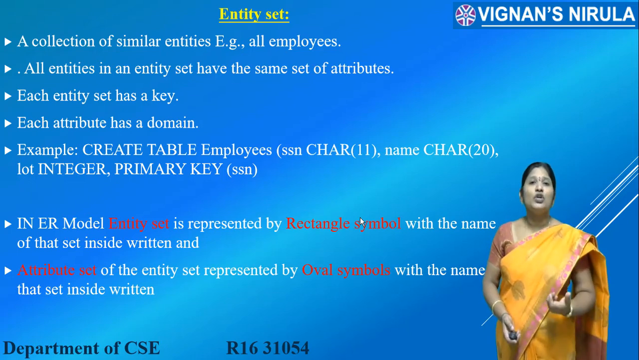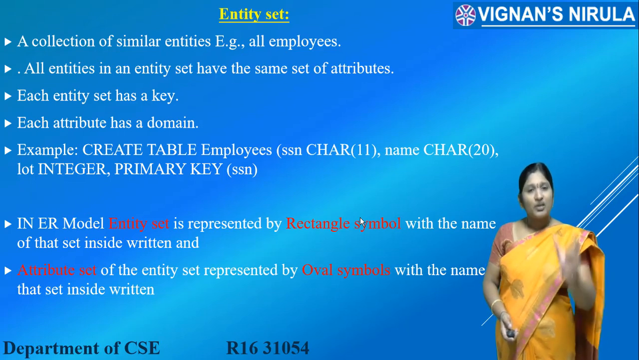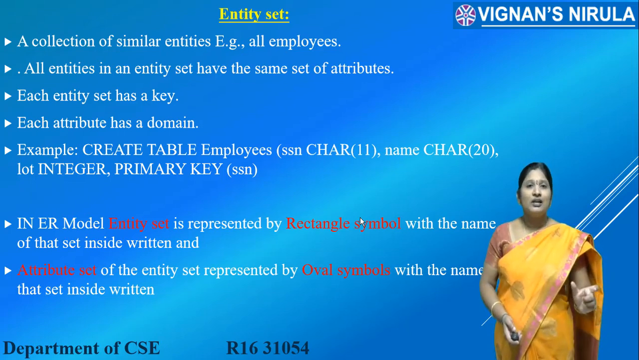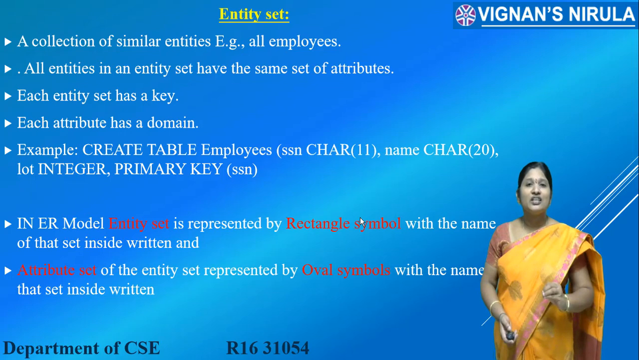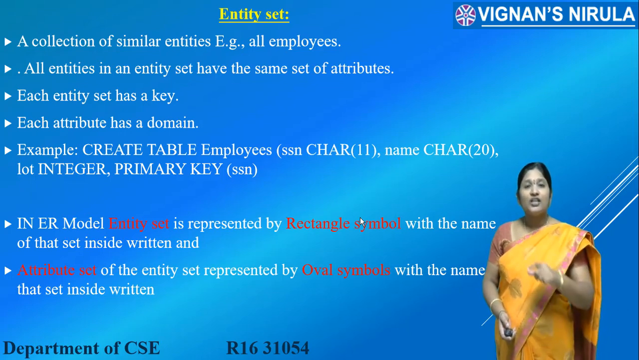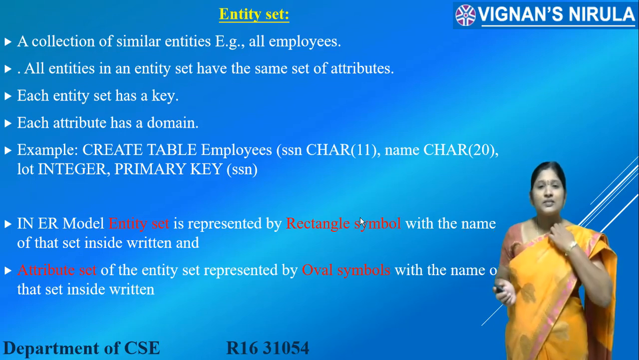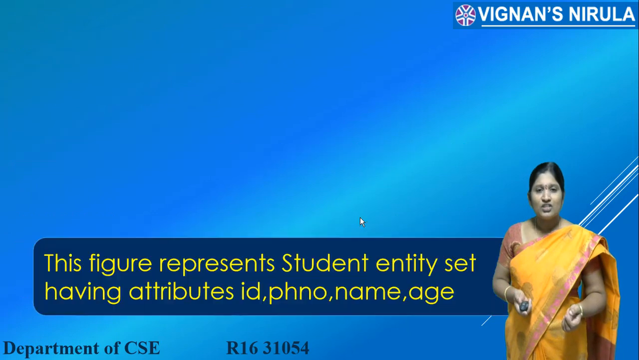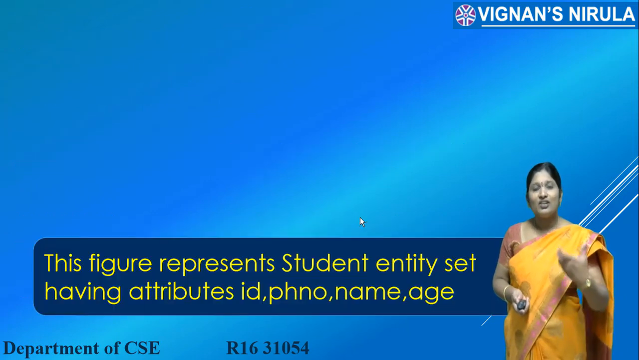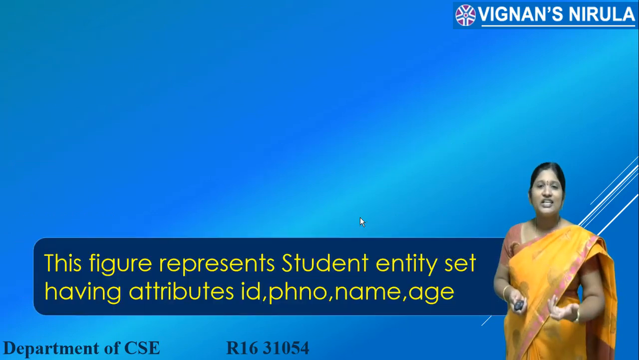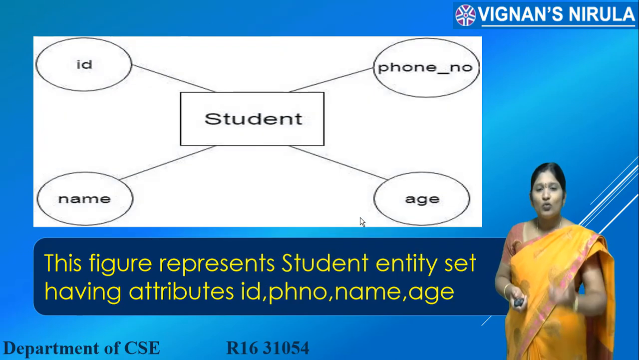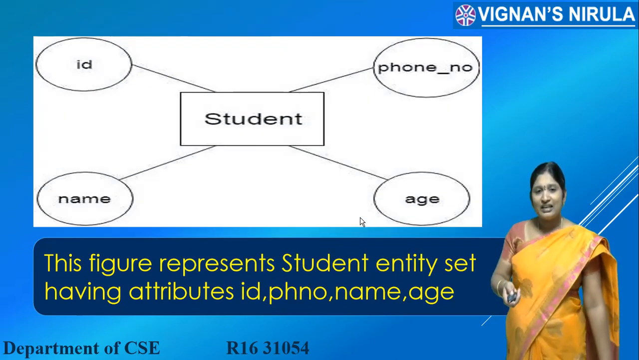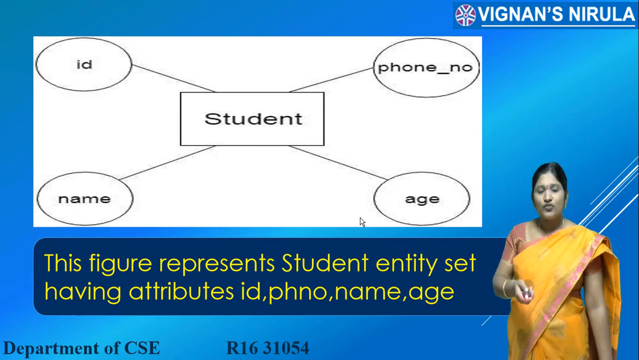And in your ER model, the entity set is represented by means of a rectangle symbol, and all the attributes of that entity set are depicted using oval symbols, and all those attributes are connected to that entity set. For example, if you want to depict the student entity set, we can draw one rectangle and within that rectangle write the name of the entity set.